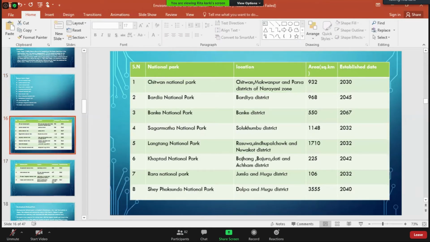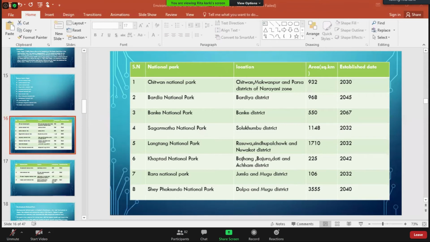Since we have already studied, can I ask you, what is the oldest national park present in our country? Can you tell me? Chitwan National Park. Chitwan National Park is the oldest national park found in our country. Similarly, which one is the largest national park? Largest national park. What about the smallest national park? Rara National Park is the smallest national park.